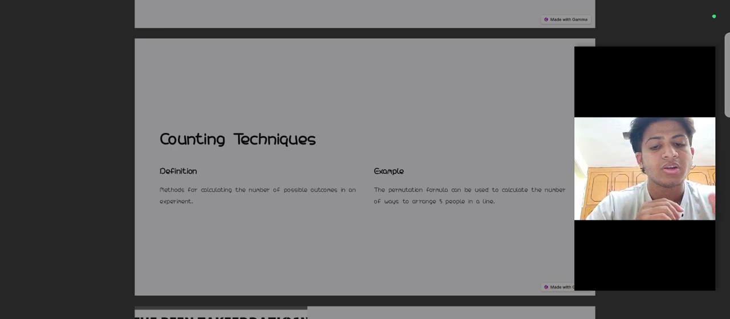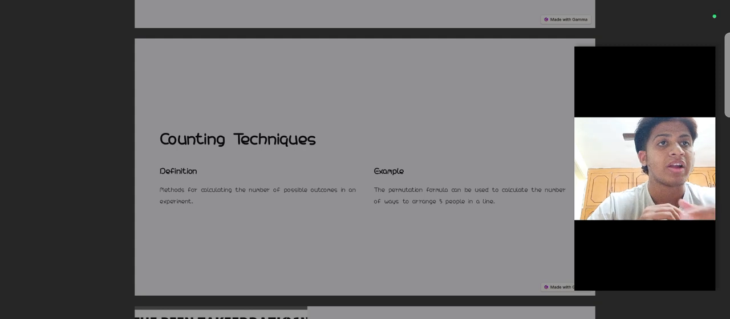This multiplication rule says that if one event can occur in m ways, and a second event can occur in n ways, then the two events together can occur in mn ways. For example, if you are choosing a shirt, there are five options, and a pair of pants, four options. The total number of outfits is 5 times 4, which equals 20.